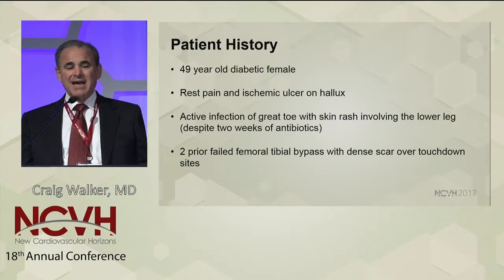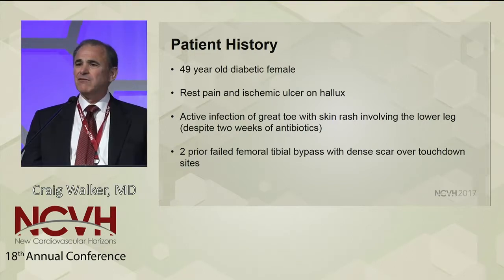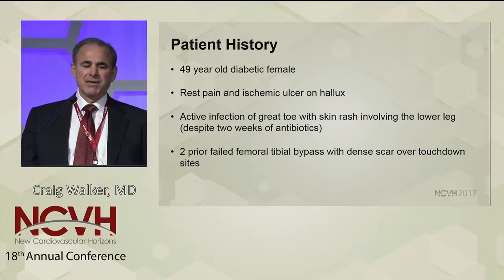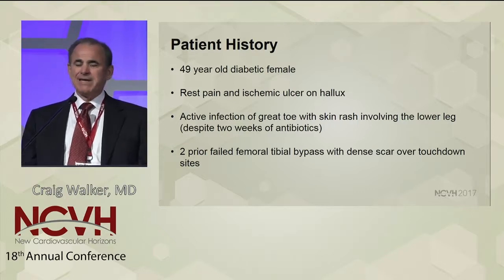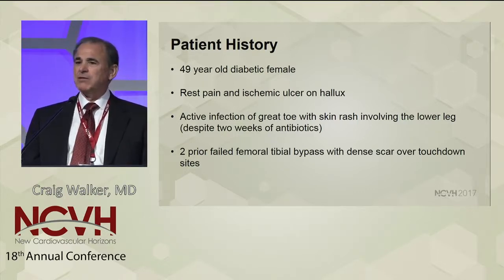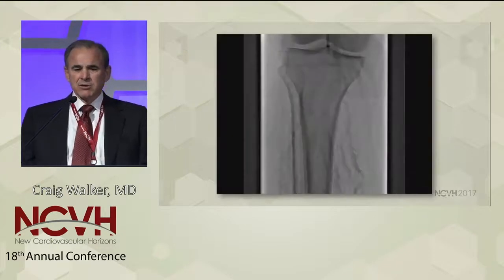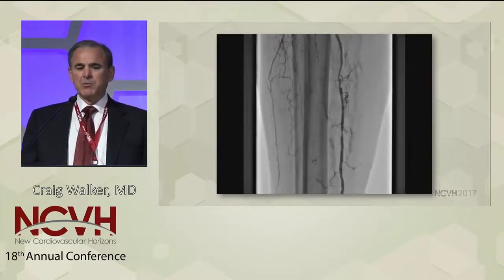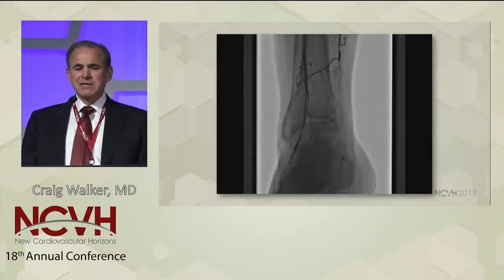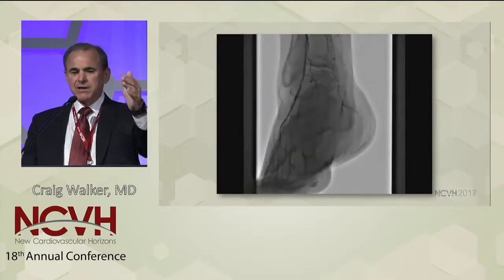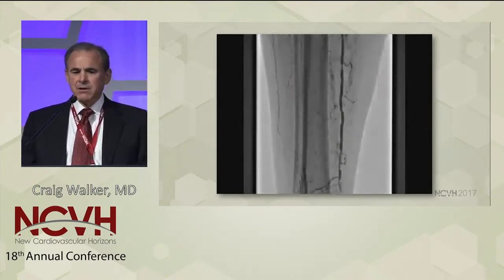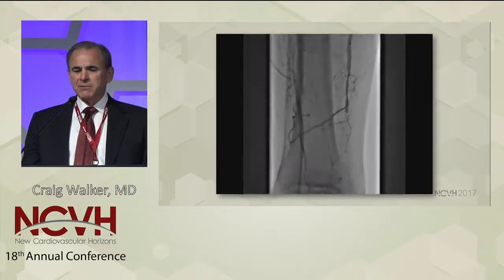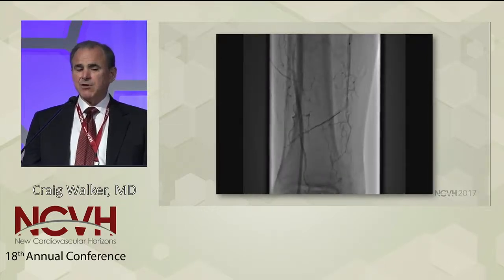But she also had active infection of the great toe with skin rash involving the entire lower leg, despite 2 weeks of antibiotic therapy. She had 2 failed prior femoral to tibial bypasses, and she had dense scar over her distal vessels. So we elected, after we took an angiogram, we see a posterior tibial that's occluded distally. They were unable to cross this elsewhere, and there's this AT, and she'd had bypasses to both of these vessels.